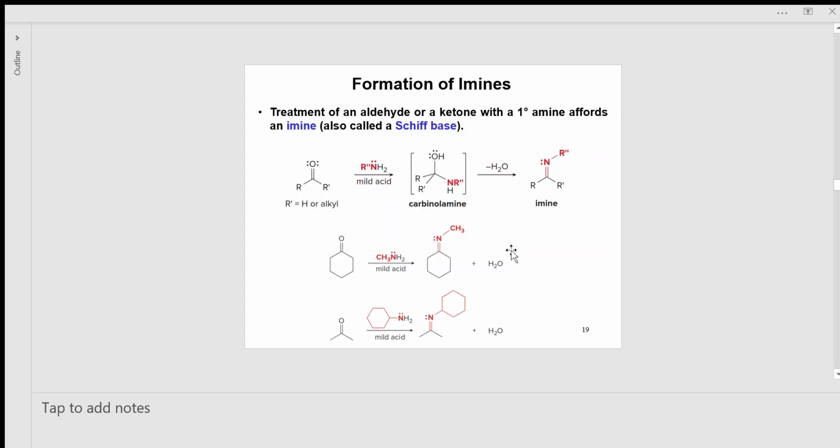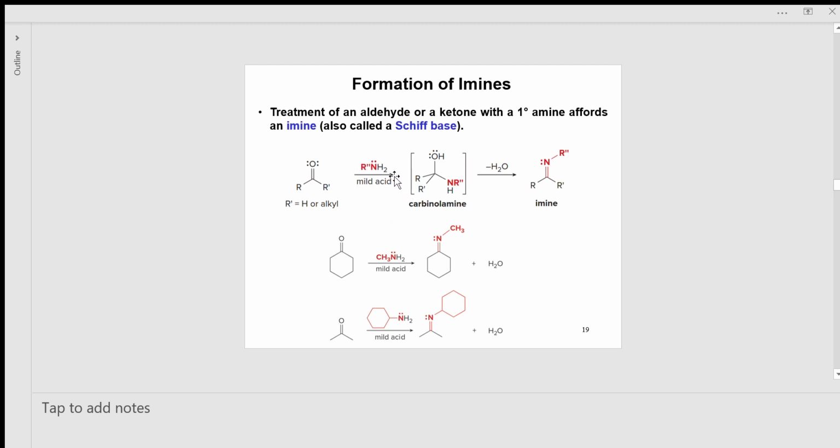continue the reactions of aldehydes and ketones. In this section, I'm going to share with you the aldehyde and ketone reactions with amines, either primary amine or secondary amine. The first one is the aldehyde or ketone reacting with the amines.